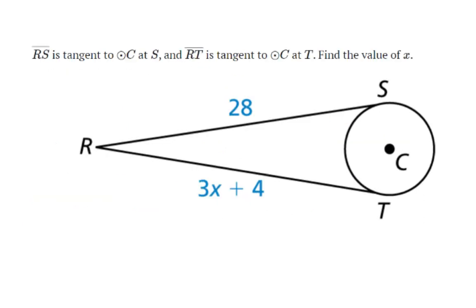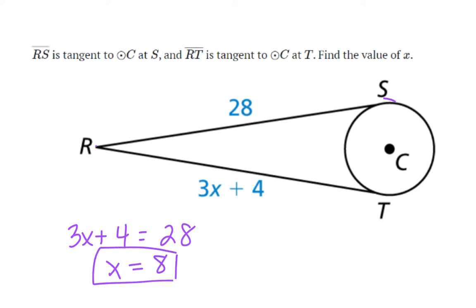One last question. RS is tangent to circle C at point S, and RT is tangent at T. Find the value of x. Well, that theorem that we had said that if we have a point outside the circle, two tangents from the common point to the same circle, those tangent segments are congruent to each other. So that tells us 3x plus 4 equals 28, 3x equals 24, so x should equal 8.